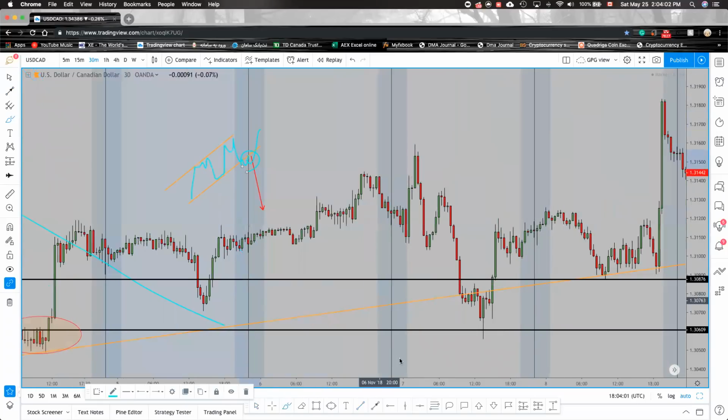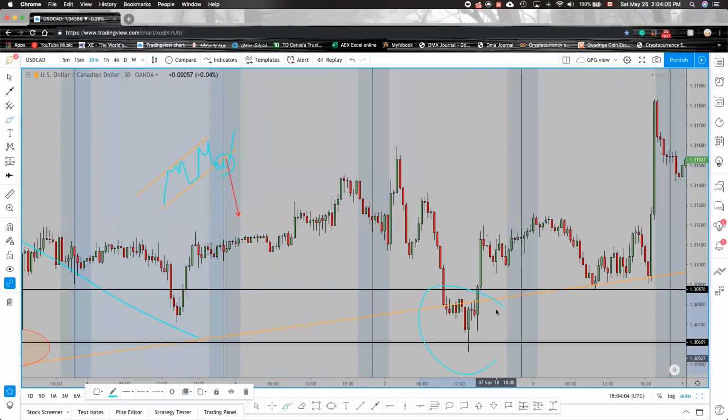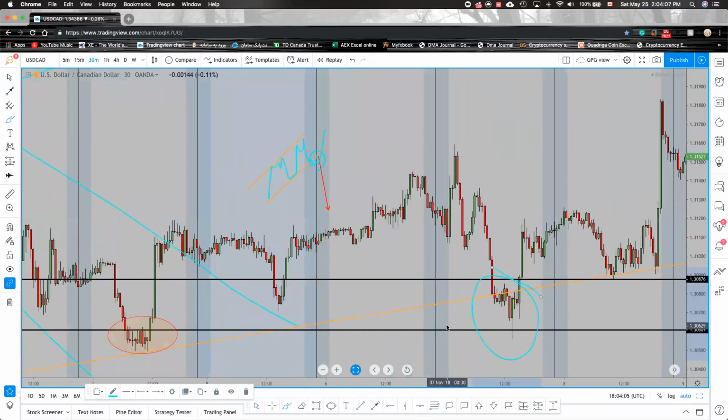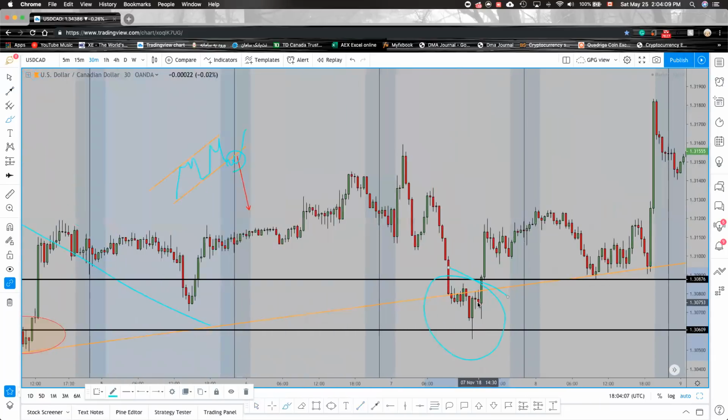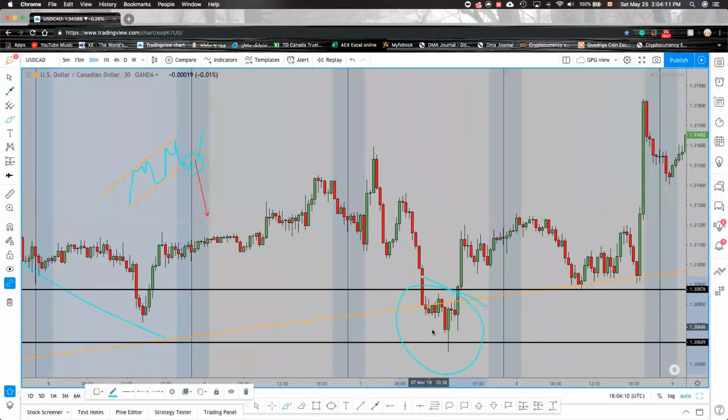This is exactly what happened here, but it's more like a multi-session W. Unless you go into 15 minutes, you'll see it more clearly. This is still a good W with a great stop hunt.